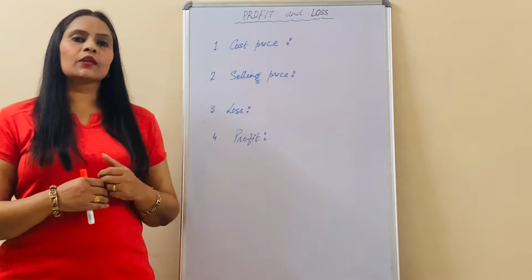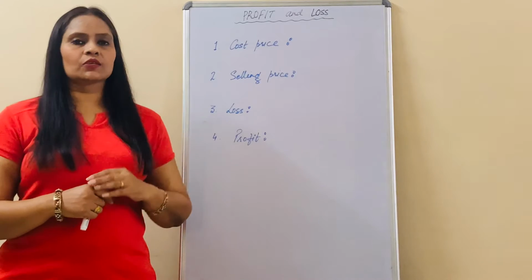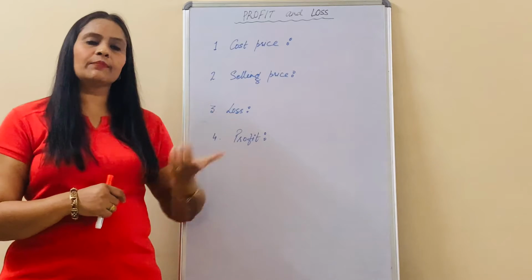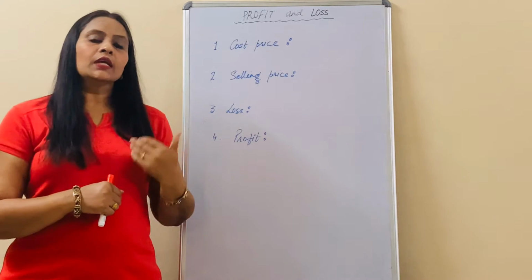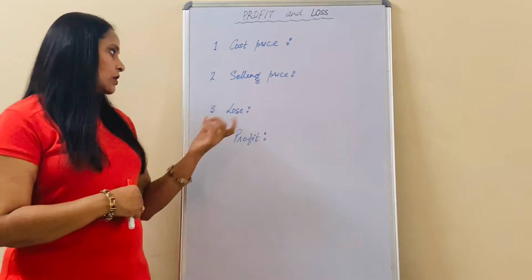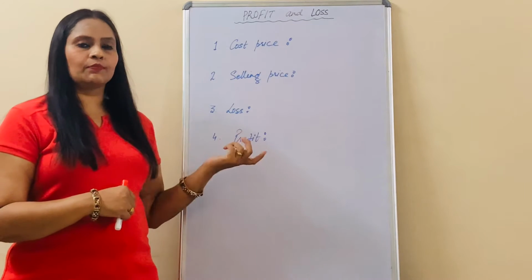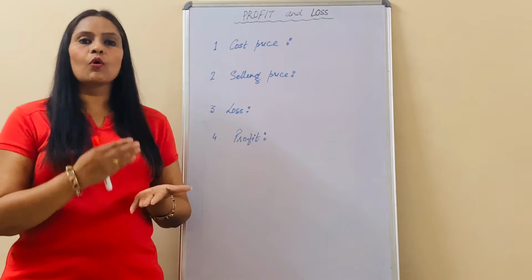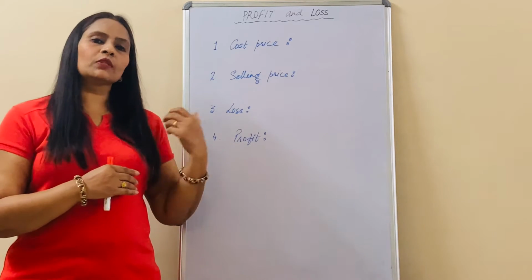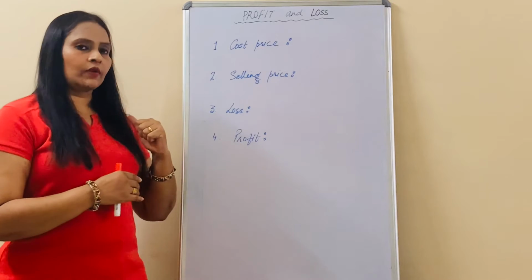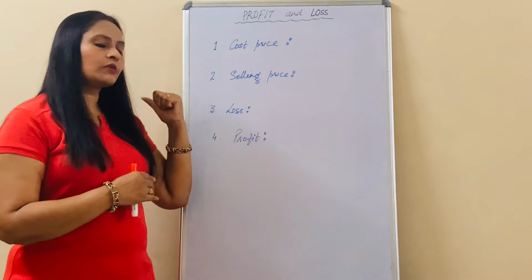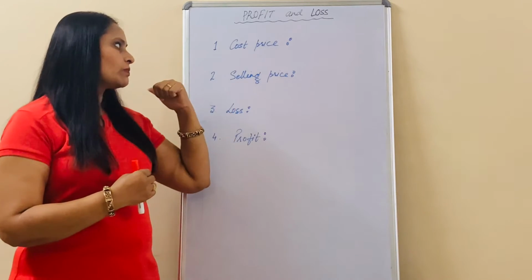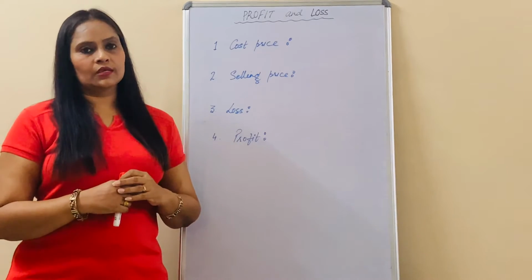So, what is cost price? It is the price at which a dealer purchases its goods. So this is known as the cost price. What is the selling price? Selling price is the price at which the dealer sells its goods. Then what is the profit? The profit is when the selling price of that good is more than the cost price, so the dealer will experience a profit. The loss is when the selling price is less than the cost price, then the dealer will experience a loss.